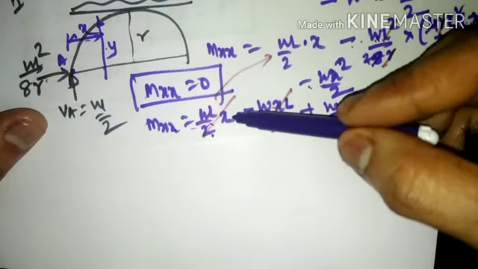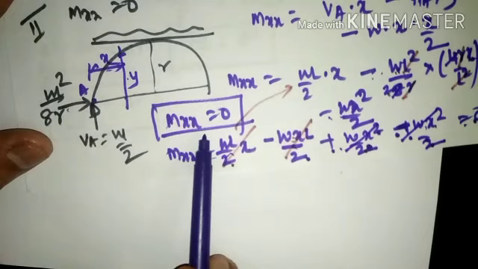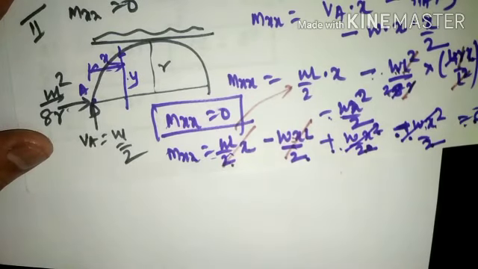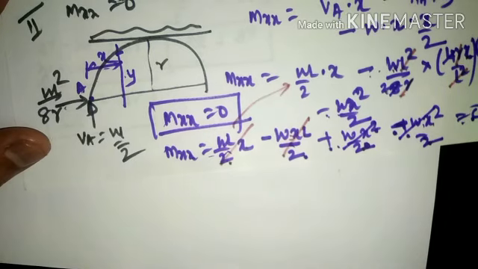Whether you substitute as L or whether you substitute as x, net value anywhere along the section of the arch, the moment value shall come out to 0. That is the significance of the parabolic arch. Anywhere along the length of the arch, the moment shall come out to 0 when it is a uniformly distributed load spread throughout the entire span.